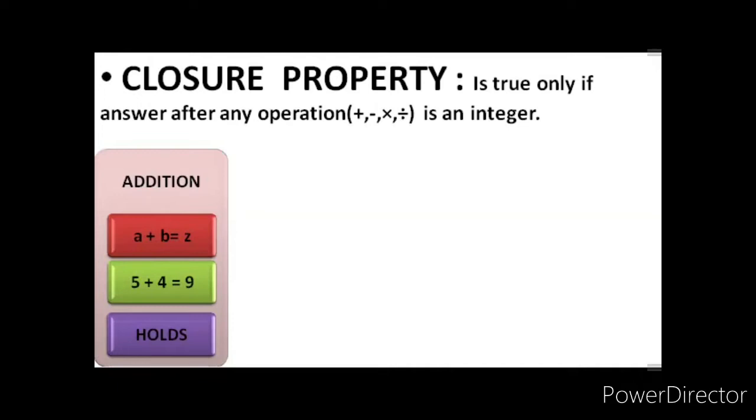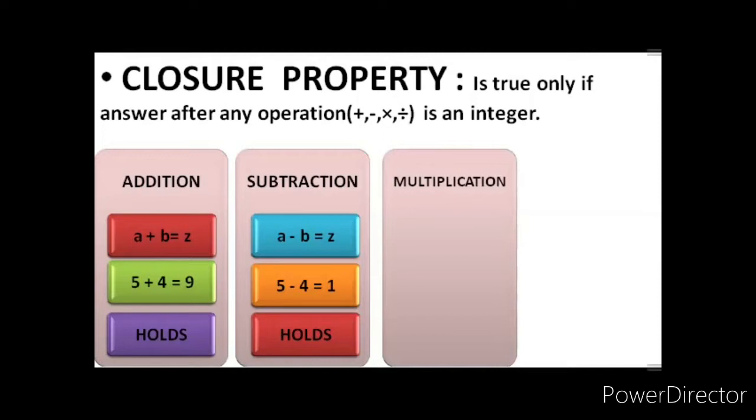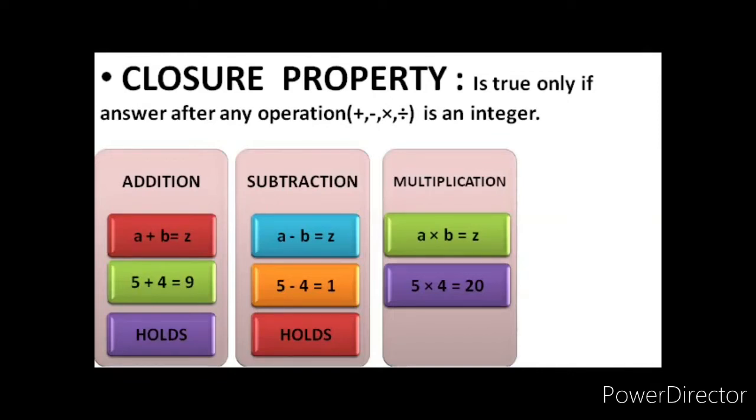Similarly, for subtraction, the subtraction of two integers is always an integer. That is, a minus b is equal to z. For example, 5 minus 4 is equal to 1. Therefore, closure property holds true for subtraction. For multiplication, again, a multiplied by b is equal to z. For example, 5 multiplied by 4 is equal to 20. That is, it is also an integer. Therefore, closure property holds true for multiplication.